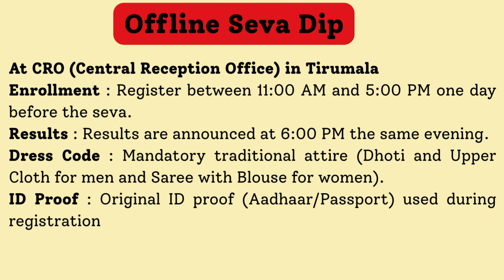Offline Seva EDIP tickets for the next day can be registered in the CRO office between 11 a.m. to 5 p.m. The automated randomized electronic dip is performed at 6 p.m. on the same day. The selected pilgrims receive an SMS confirmation by 6 p.m. Then you need to pay the amount before 11 p.m. on the day of the lucky dip.